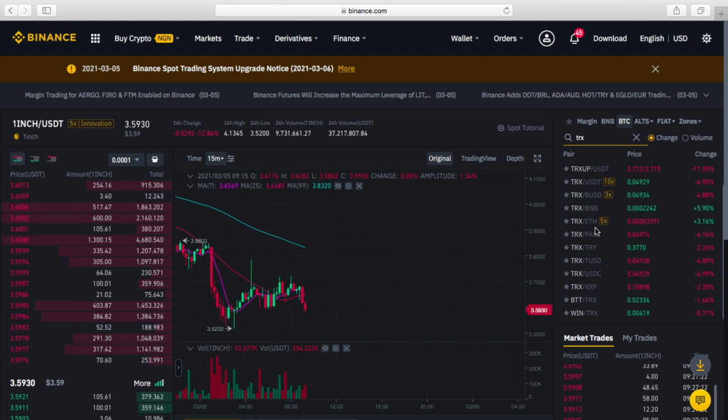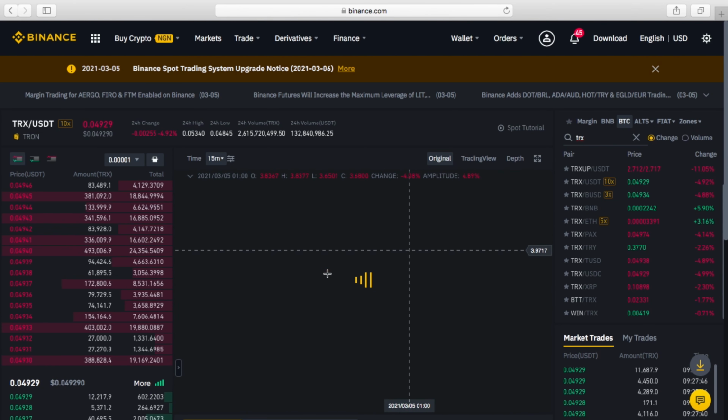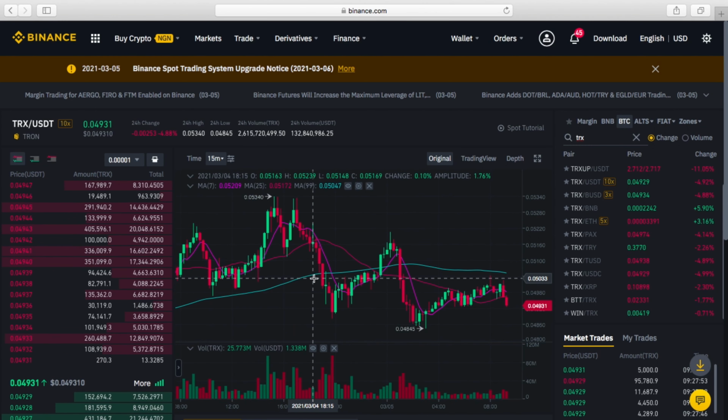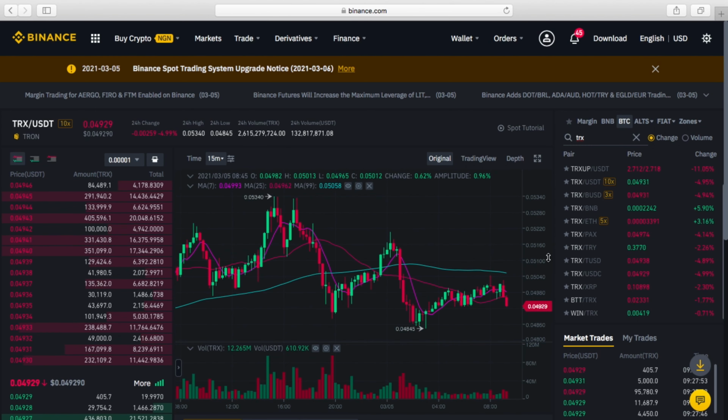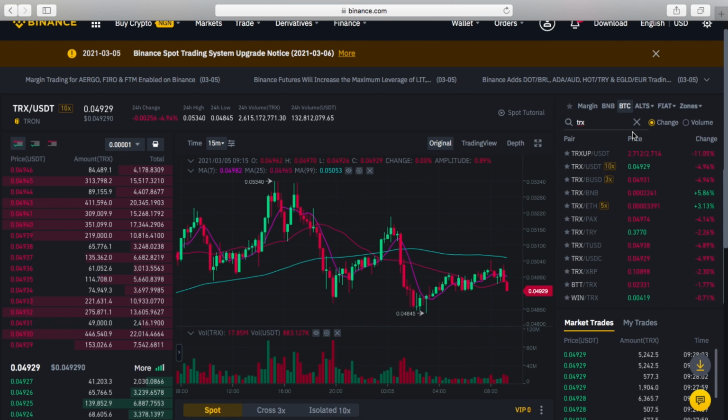So I will click on Tron USDT. You will see everything here is going to change to Tron USDT. TRX is Tron USDT. Yes. So this is just what it is. This is where you can just do everything.